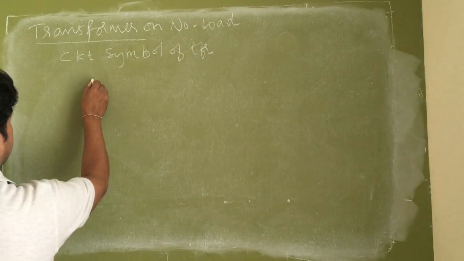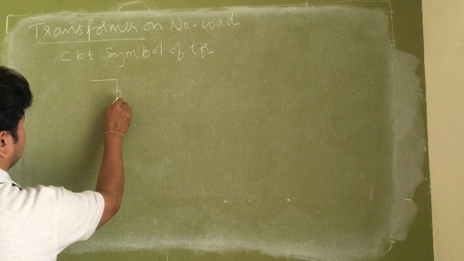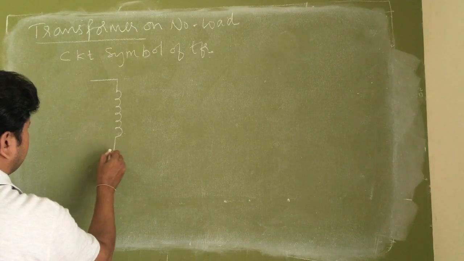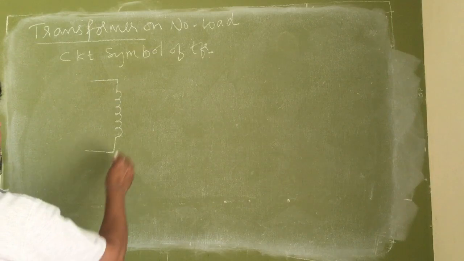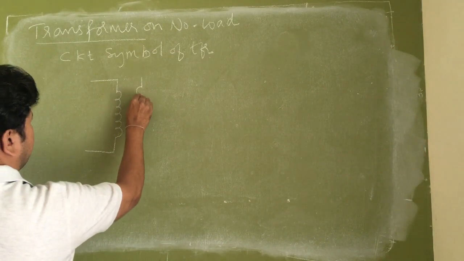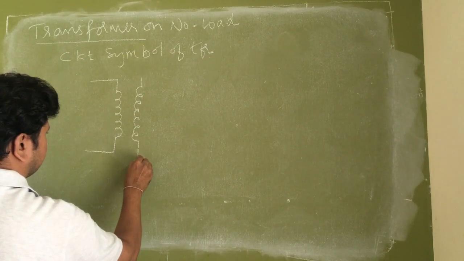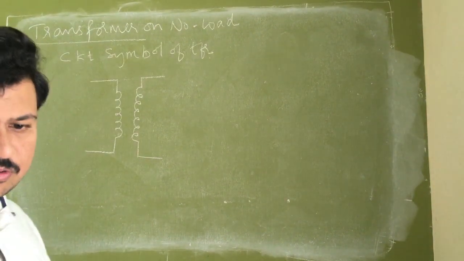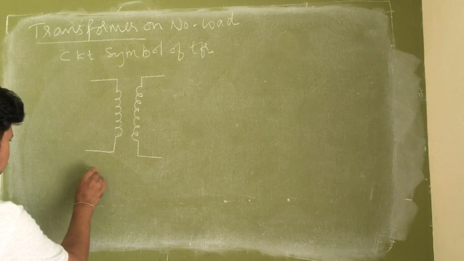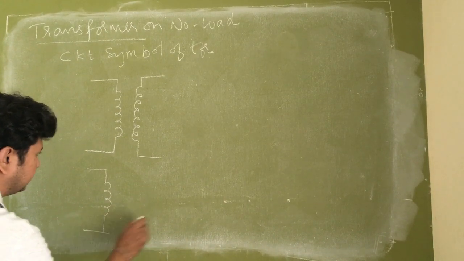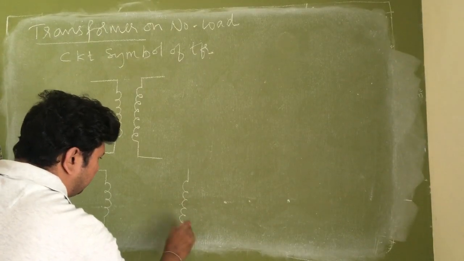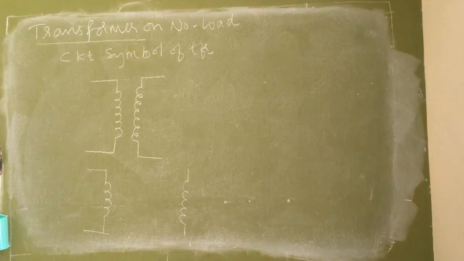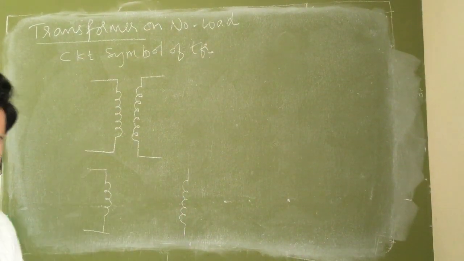So the circuit symbol of transformer is this: one winding is shown as primary winding, the second winding is shown as secondary winding. Okay. So I should be keeping these two windings near to each other. I cannot draw the primary winding somewhere here and the secondary winding somewhere here. Conceptually it will not become a transformer. These are two independent coils, that's it.